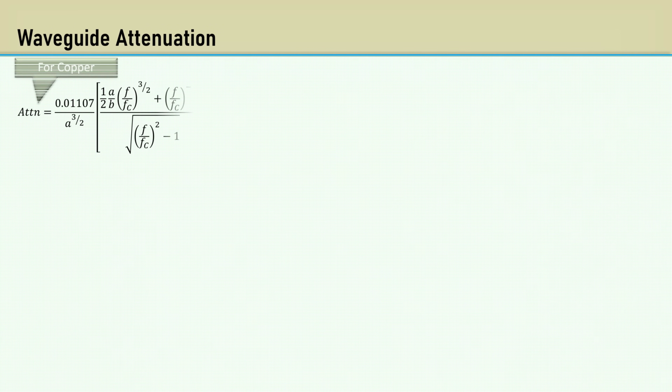Here is the general equation for loss in a waveguide. It is specifically for copper rectangular waveguide. A and B are the waveguide dimensions, F sub C is the cutoff frequency, and F is the frequency of interest. The resultant attenuation is in dB per foot. The attenuation is only the loss due to the conductor. If the waveguide were filled with an insulator, the loss could be greater.